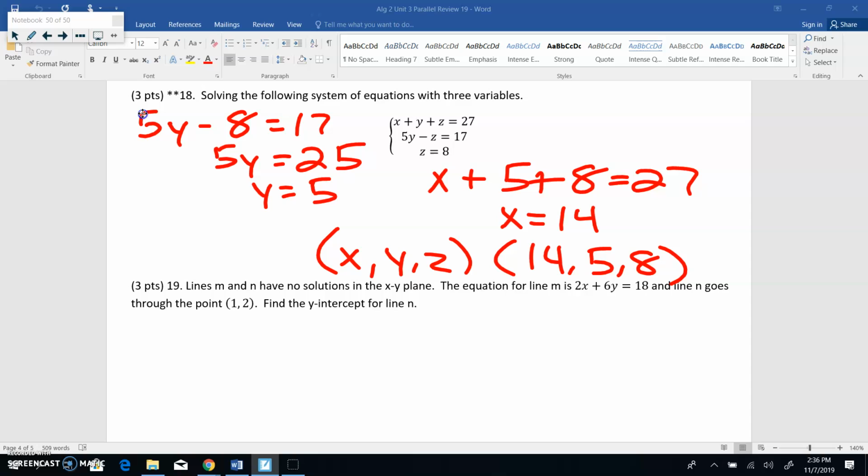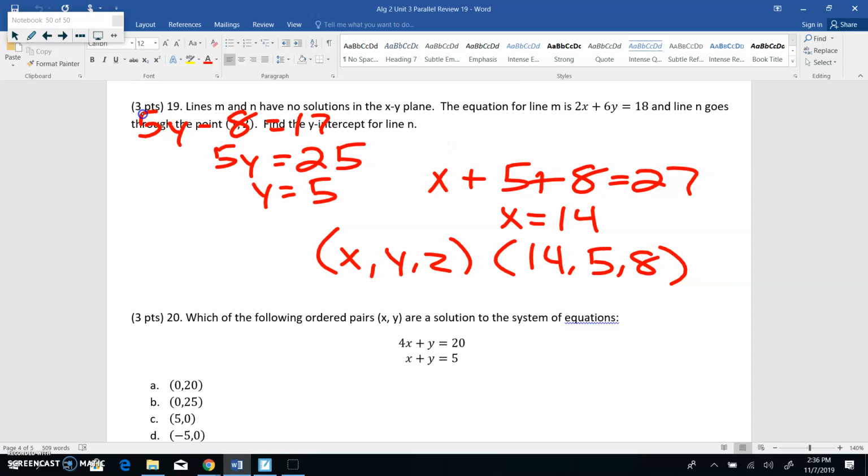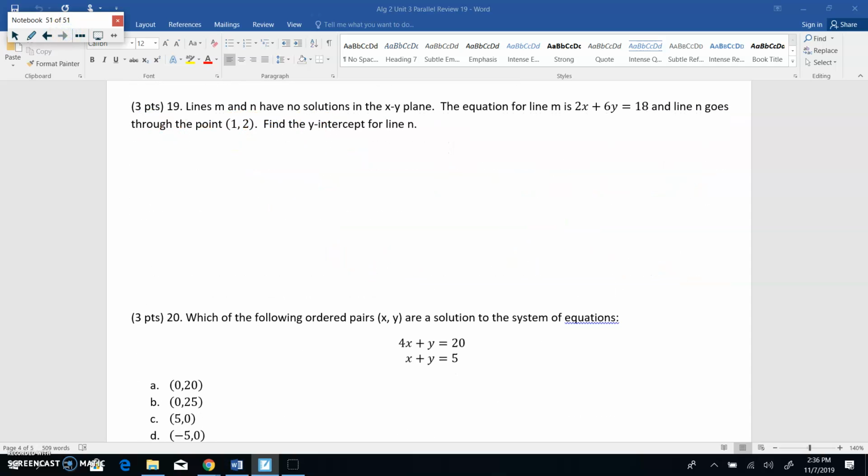Okay, number 19, again, another difficult question. And there will be fractions involved, so just, again, try your best. So what we have here, first thing we notice is we have our lines M and M have no solution. That tells me that those lines are inconsistent and that they are parallel. So that means to me also that they have the same slope. So I'm going to start by finding the slope.